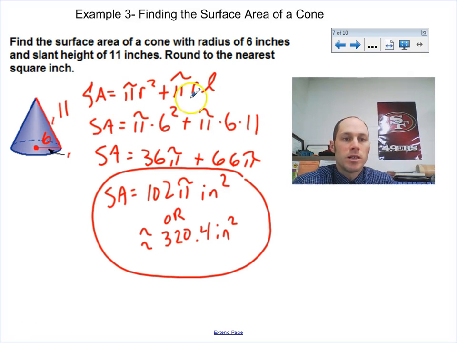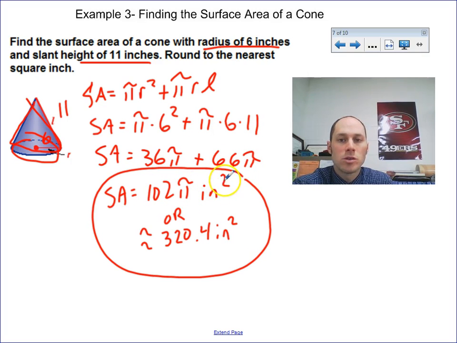So surface area is pi R squared plus pi RL. Slant height is 11, and the radius is 6. So if that's the case, I got pi R squared. The area of my circle is 36 pi, and my lateral face is pi RL, so 66 pi. Add them up, I get 102 pi inches squared exactly, or approximately 320.4 inches squared.